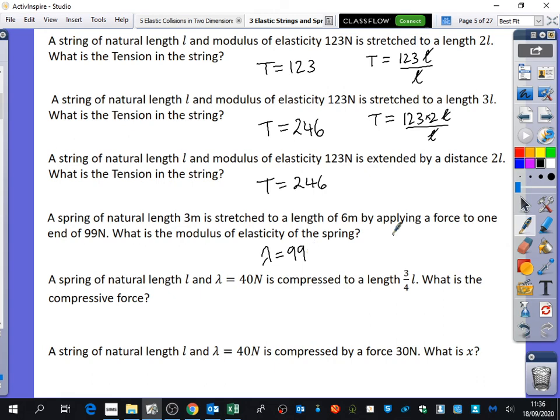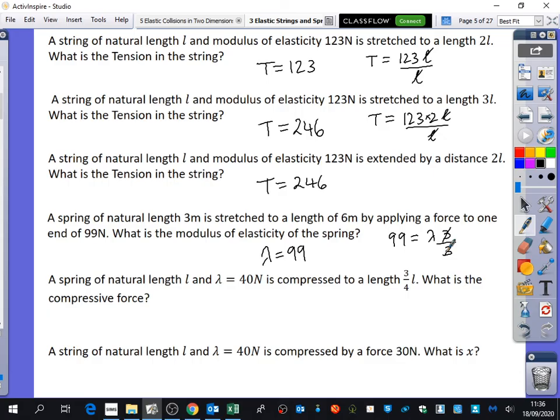So if we were going to solve this one here, we could say that the force equals lambda. The extension is 3, and the original length is 3. So you just get lambda is equal to 99. This one's a bit trickier. Anyone got any idea what they think it is just from common sense?